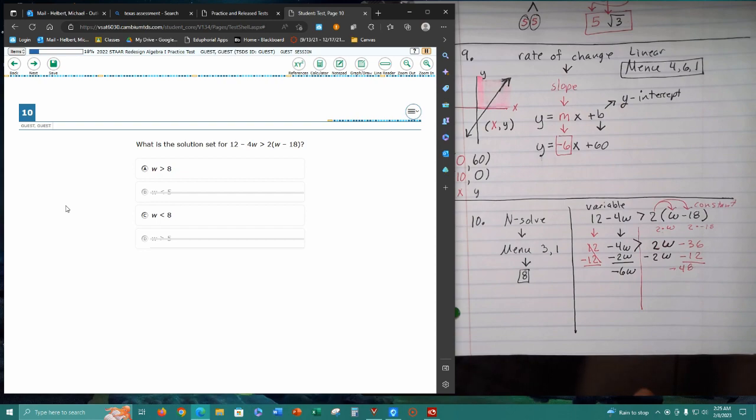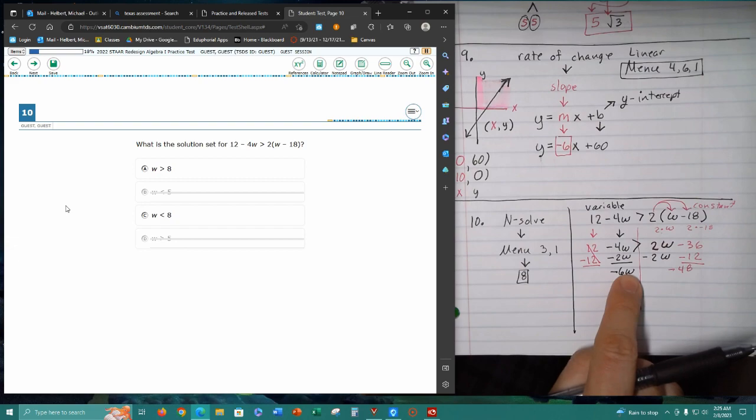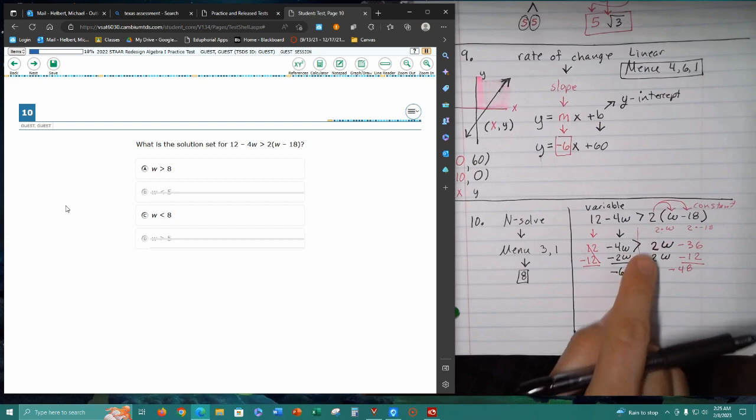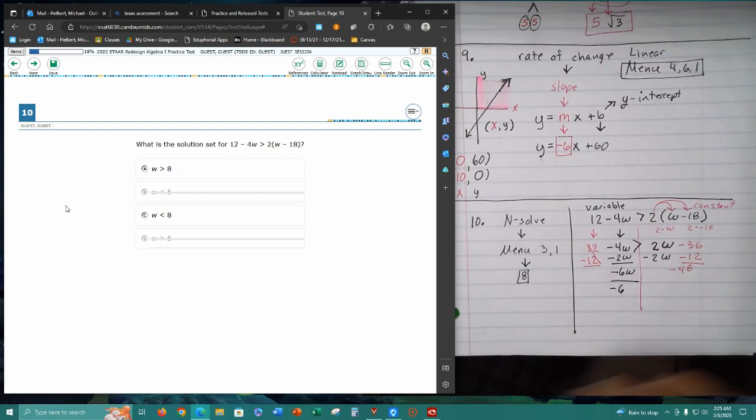At this point, in all honesty, I already know which way my sign's going to flip, because notice I'm dividing by a negative number. See how I have this negative coefficient of 6 with the w? Anytime you're dividing out a negative number in the final step, you have to flip the sign. So I'm going to divide by negative 6.